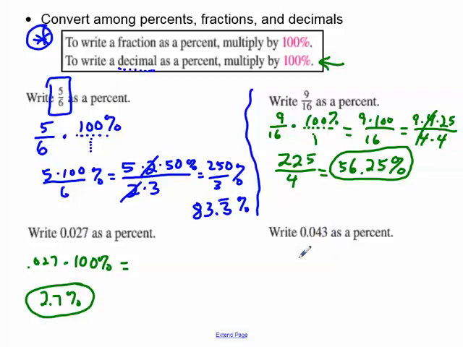Write 0.043 as a percent. Multiply by 100%. Move the decimal point 2 spots. Don't confuse the decimal point with multiplication. Move this decimal point 2 spots to the right because we're making it bigger. Multiplying by 2 zeros, 10 times 10. 4.3%. Done. And that's all we got.